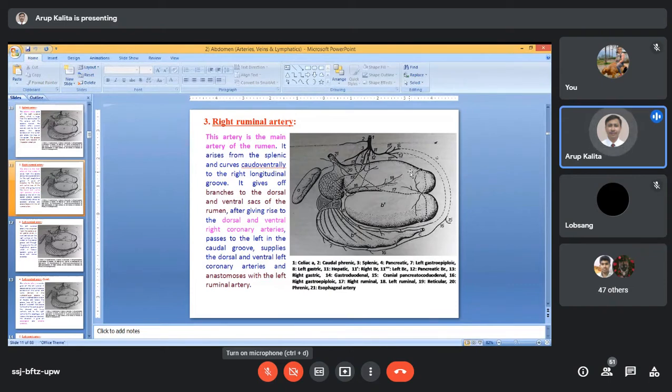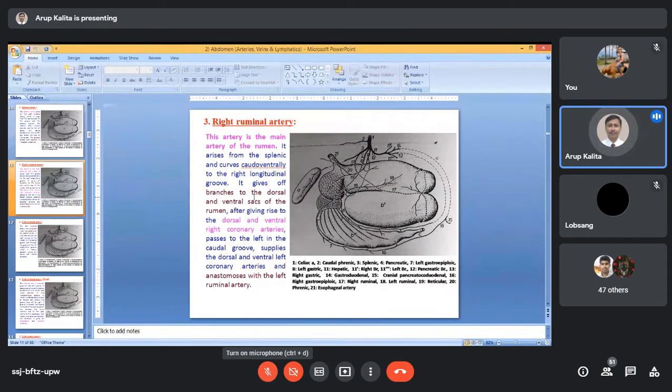And of course, the right ruminal artery arises from the splenic, but you have to consider it as a main artery of the celiac. This artery is the main artery of the rumen. It arises from the splenic, already I told you, and curves ventrally and caudally to the right longitudinal groove. This is the right longitudinal groove of the rumen.